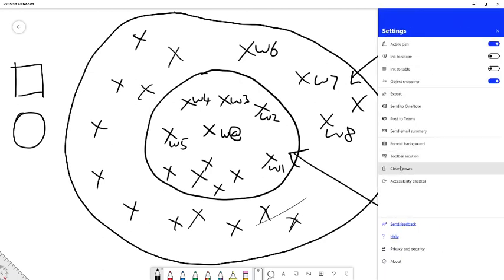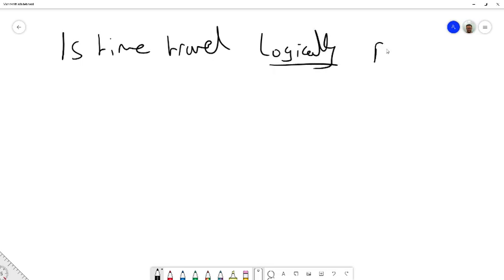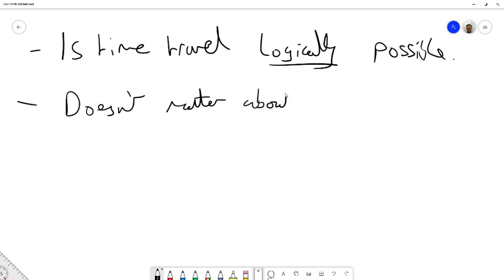Okay, so let me just summarize this. We're interested in the question, is time travel logically possible, as I've said? And this is the idea that time travel is possible in the broadest possible sense, the broadest sense that we can say about possibility. So it doesn't matter what the laws of nature are. Perhaps the laws of nature mean that time travel is not nomologically possible. We can't do it, given the laws of nature. But we're interested in whether it's even logically possible.